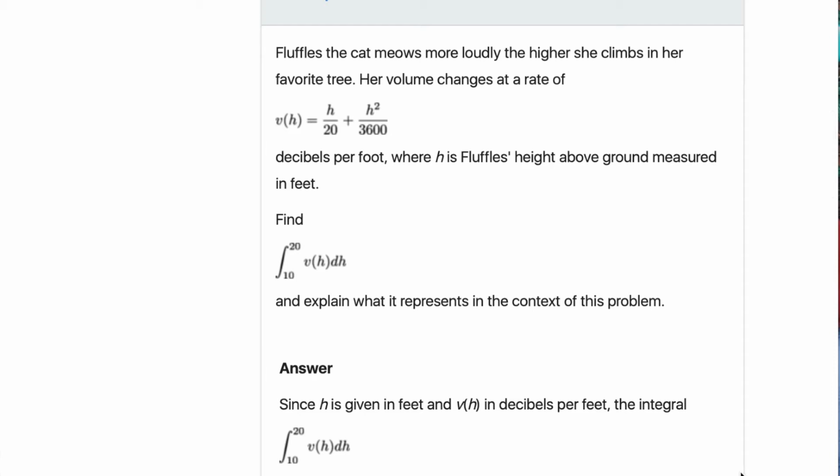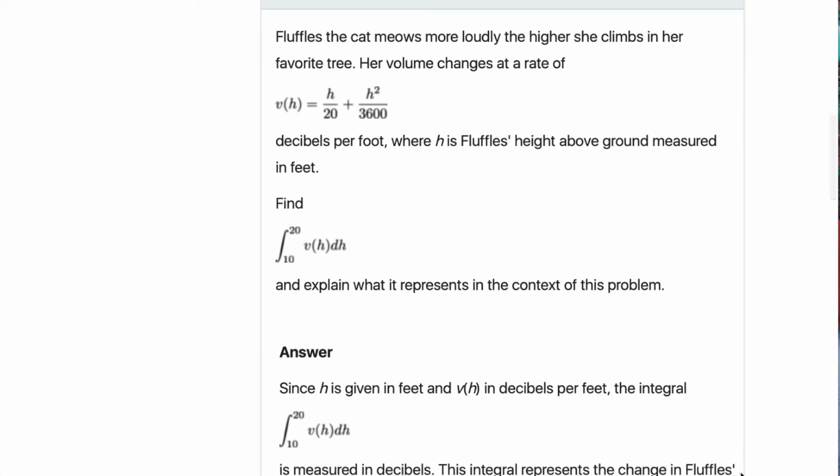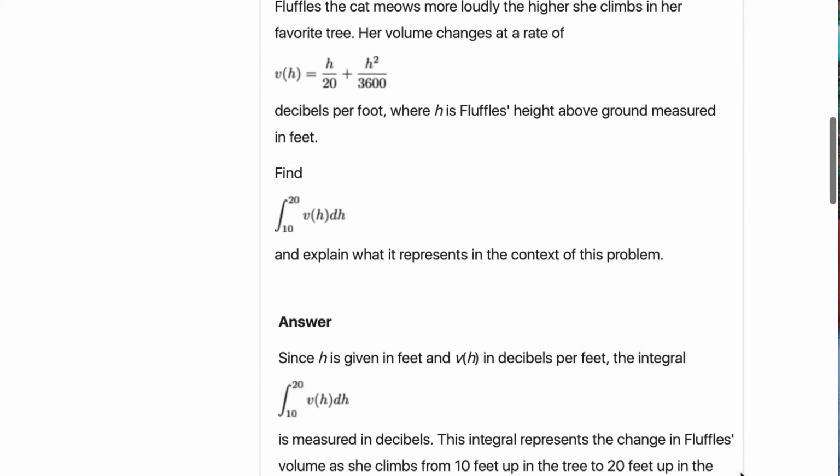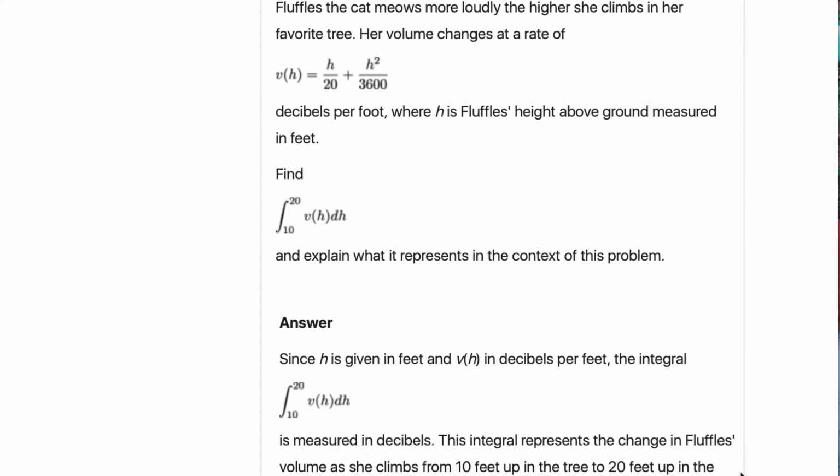So a real world example that I found, so I really love cats. I have 5 cats at home, and so I found this calculus problem that involves cats.